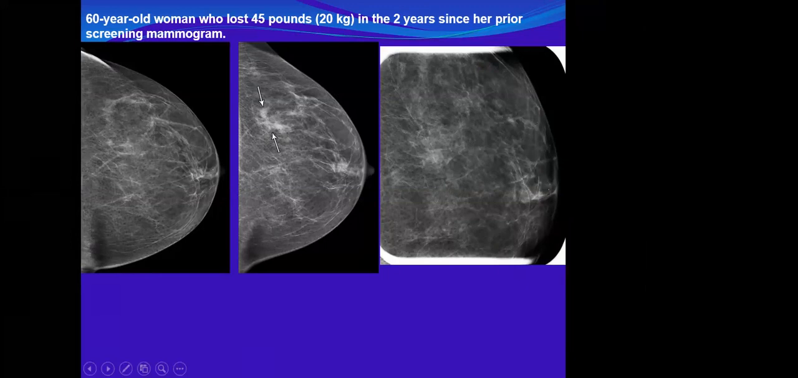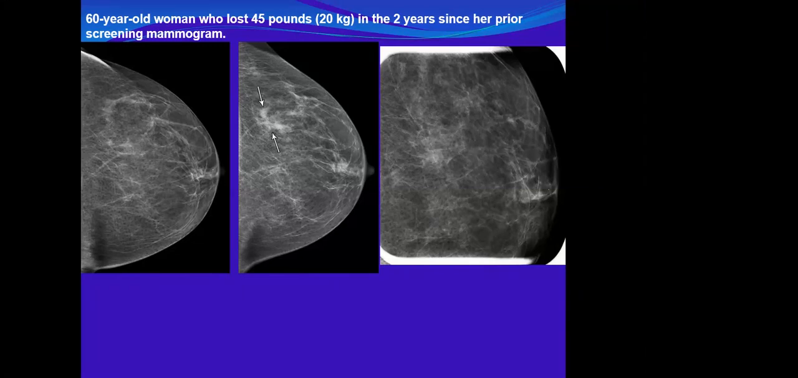What is your impression? There is a developing asymmetry. Yes, developing asymmetry. As she has associated symptoms like weight loss, a developing asymmetry is BI-RADS 4, so we have to proceed for further workup.